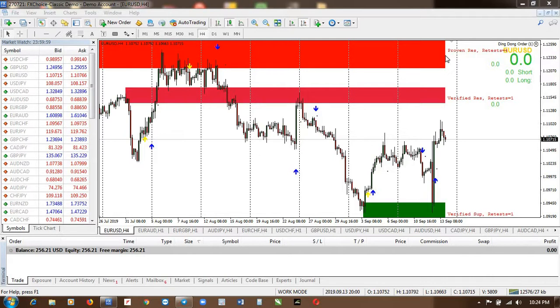The proven resistance is stronger than the verified resistance. The verified resistance can be broken easily. Price can just come here and break the verified resistance easily, but it is hard for the price to break the proven resistance. Though we used to take trades from the verified resistance too, when you catch a trade from the proven resistance like this, with the two arrows coming out, the yellow and the blue arrow, just make sure that you are in profit.